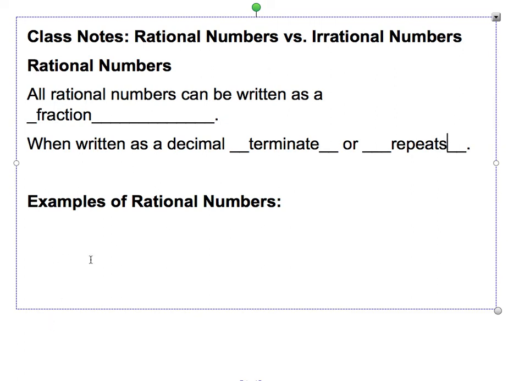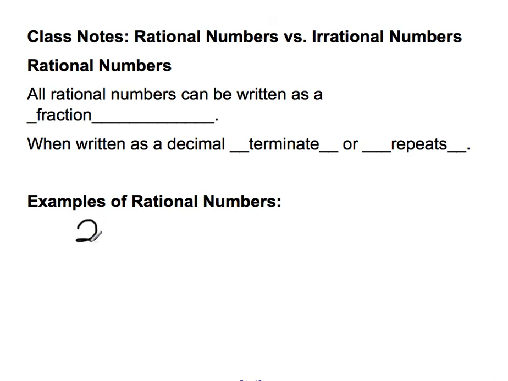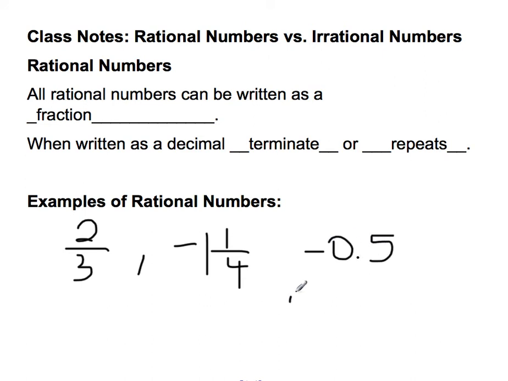Some examples of rational numbers: 2 over 3, -1 and 1/4, which are both positive and negative. We can have -0.5. We can have 2.3 repeating. All of these are different types of rational numbers.